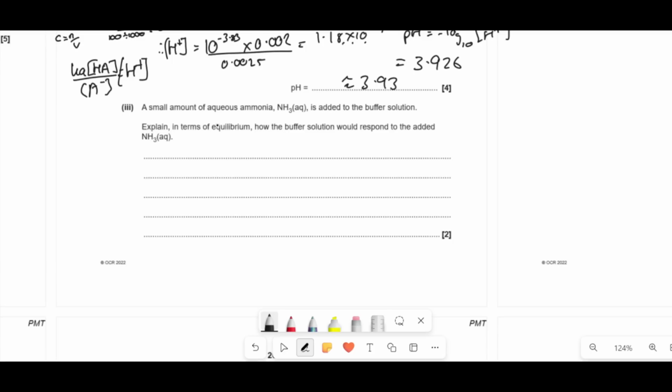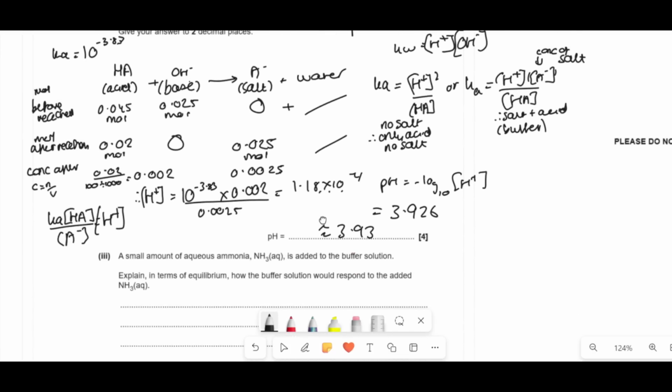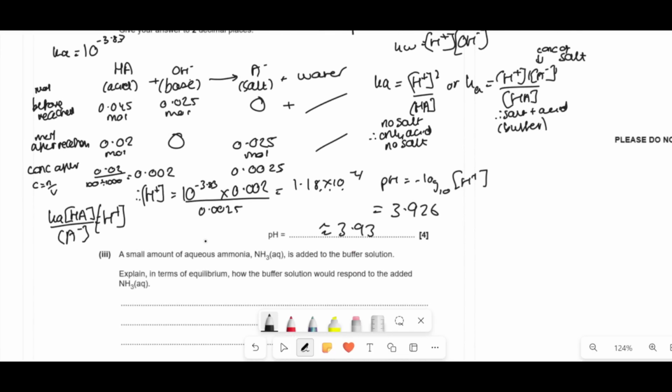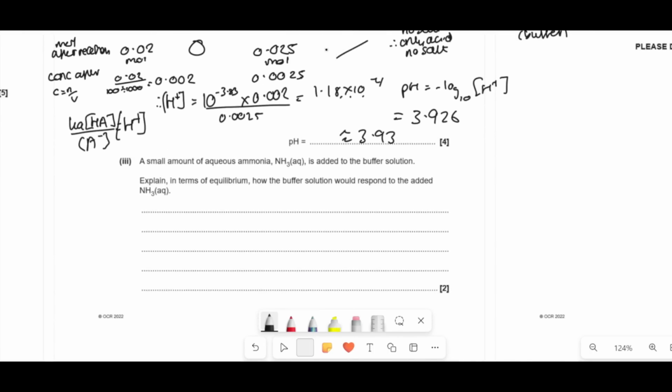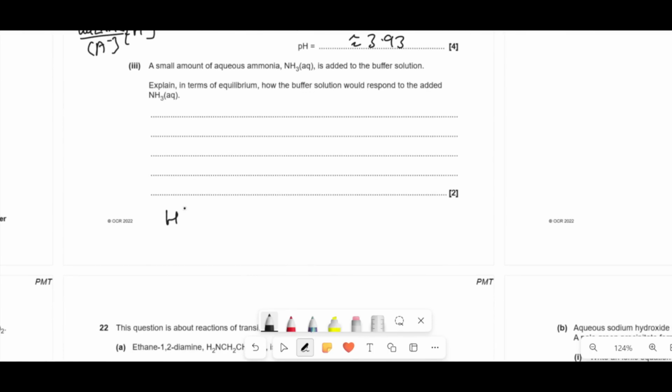So now it says a small amount of aqueous ammonia is added to the buffer solution. Explain in terms of equilibrium what happens. So think about what's happening. We've made a buffer where we've got HA and A minus, as shown in the Ka equation. And it's obviously going to have some H pluses to get back up there as well, but that's not in there. So any weak acid equilibrium is eventually going to set up this A minus and H plus, right?